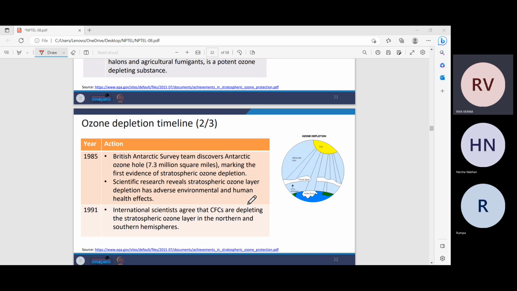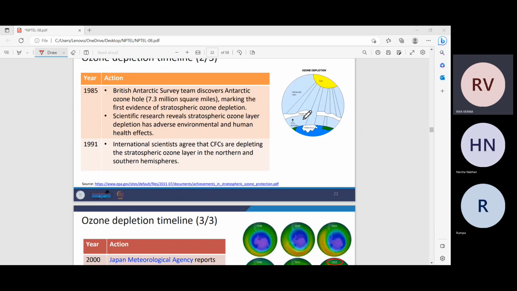Basically, it's not a hole; it's an area of 7.3 million square miles, where the ozone layer is very thin as compared to the other areas. So that is the first evidence of stratospheric ozone depletion. And this research reveals that the stratospheric ozone layer depletion has adverse environmental and human health effects. Consider this point: the ozone layer is present here, but in very lesser amount, it is very thin.